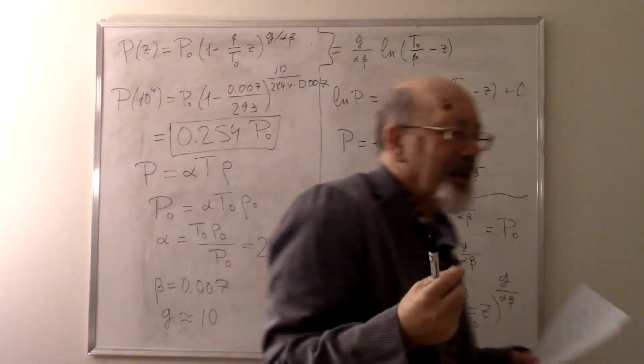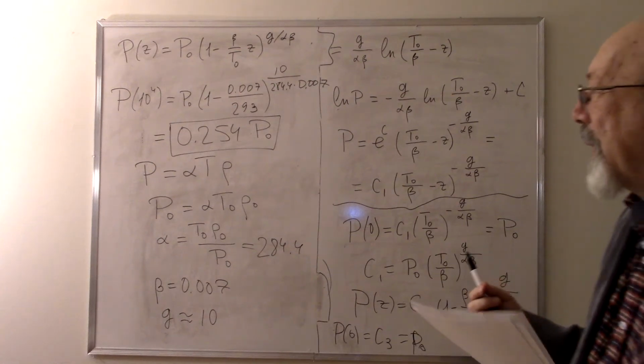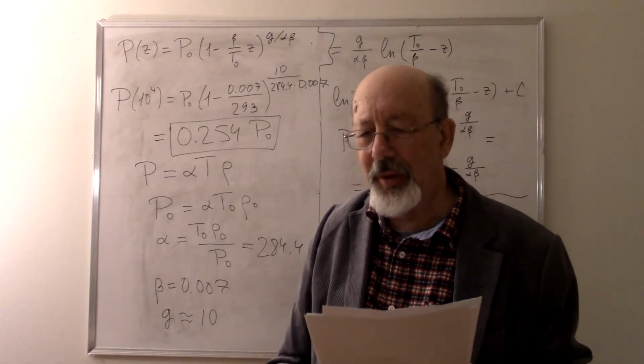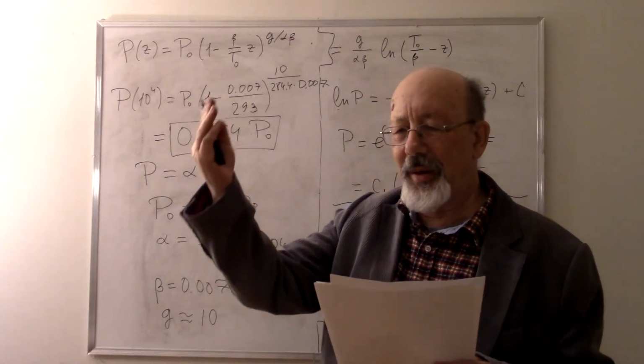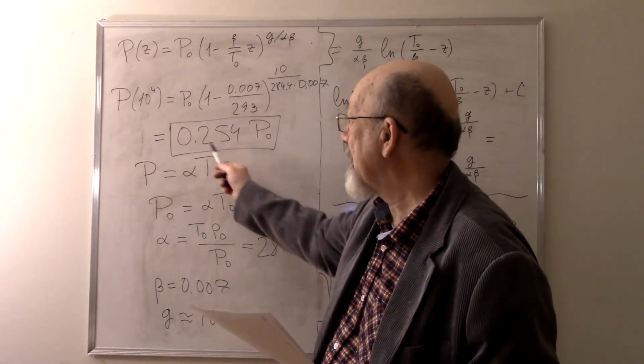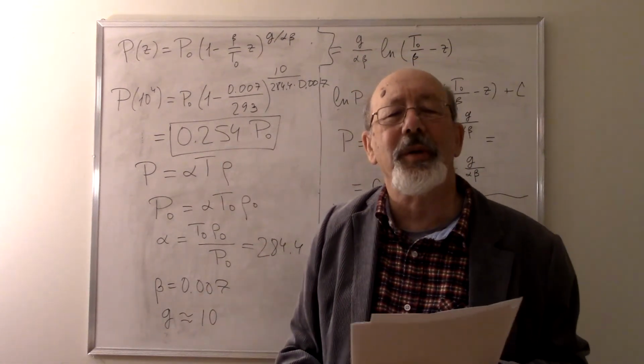So if you have, say, 1 atmosphere or 1 bar, as the pressure at the ground level, then at the height of 10 kilometers you have just 25% of it.